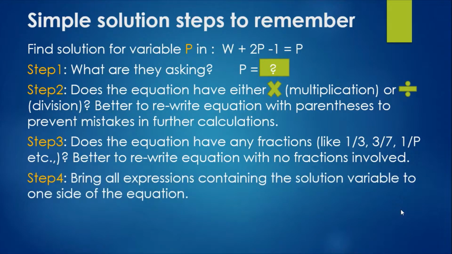All right. Step four. Now the question, whatever it may be, right? In this case, find the value of p. So what I would do is just try to bring all the expressions together on one side. Here in this case, you have 2p and p, so I would bring 2p and p to one side and leave w and minus 1 on the other side.